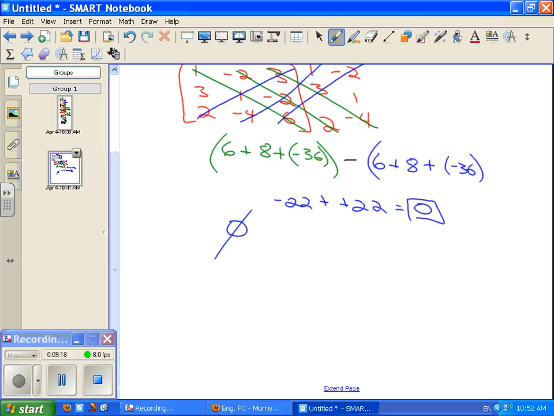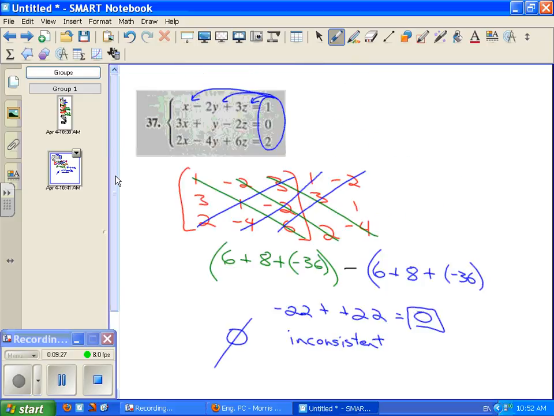Inconsistent. Is that what they say in the book? Well, we know what that means. It means that they're parallel. Right? Any other ones?